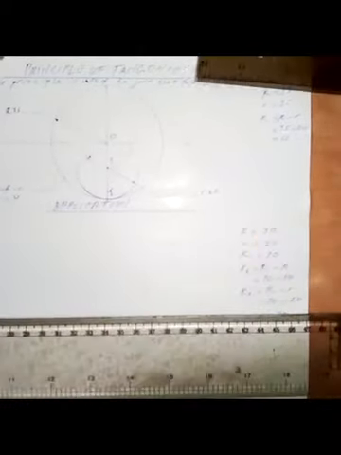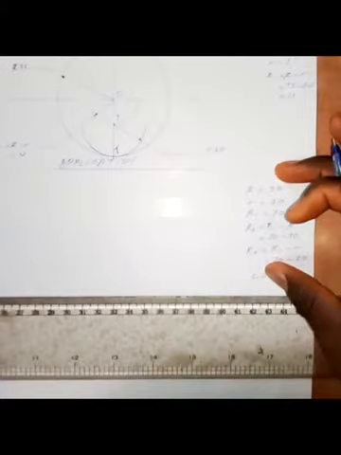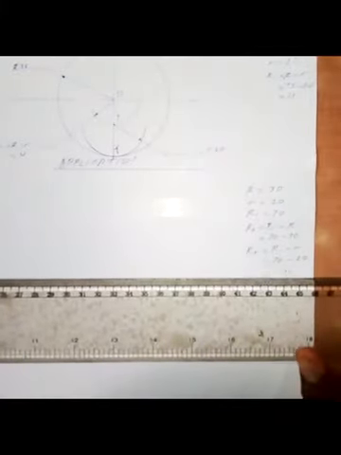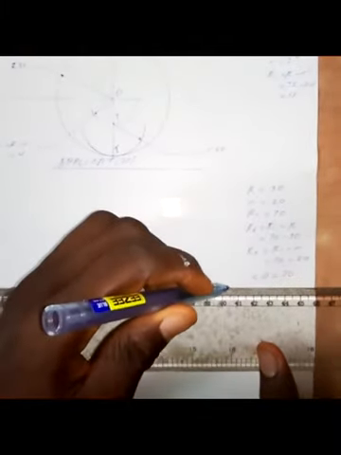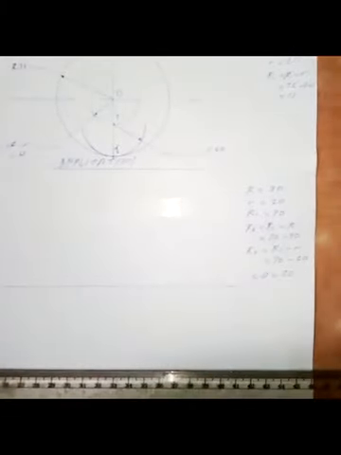So let's look at the application of this principle. We are going to make use of these dimensions. We have two circles. The radius of the bigger circle is 30, while the radius of the smaller circle is 20. So draw a horizontal line. The center distance is 70.